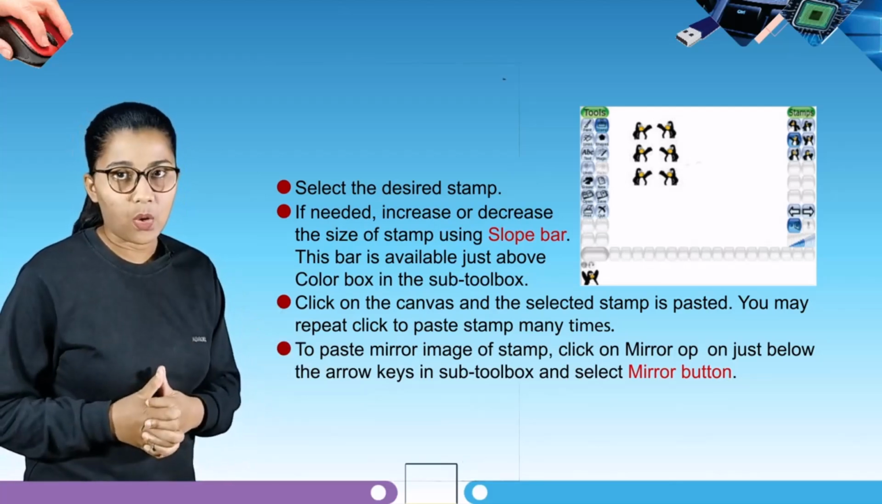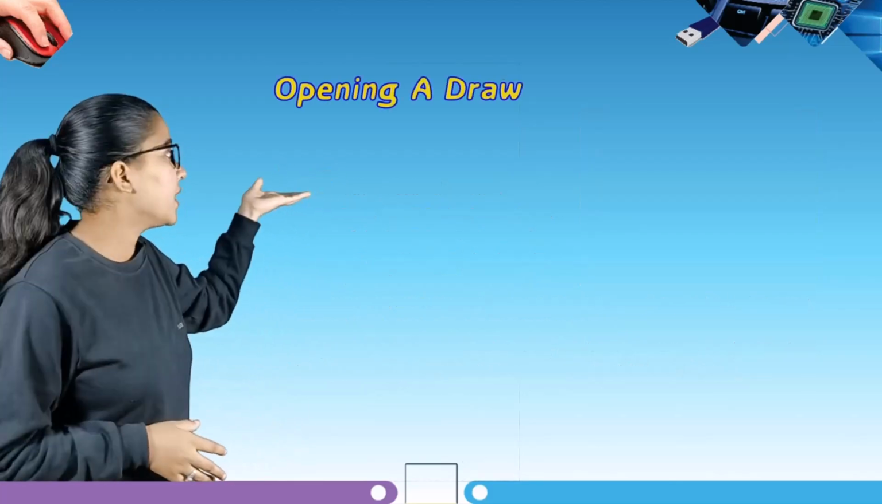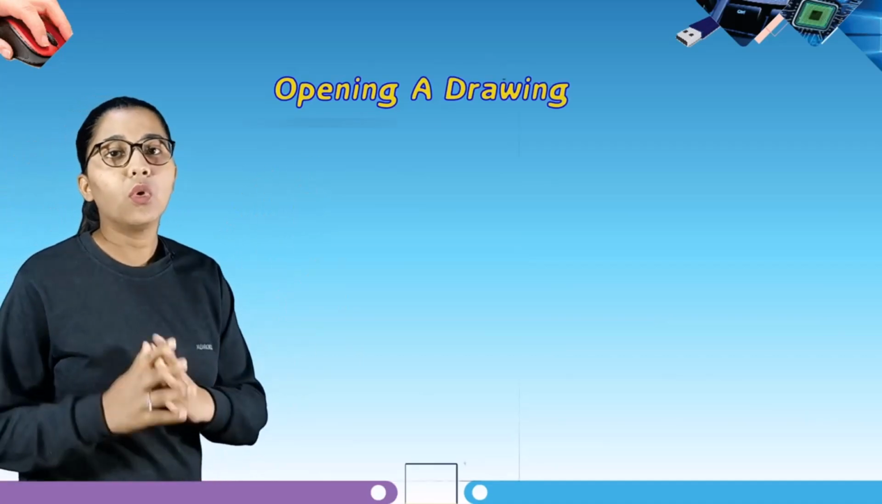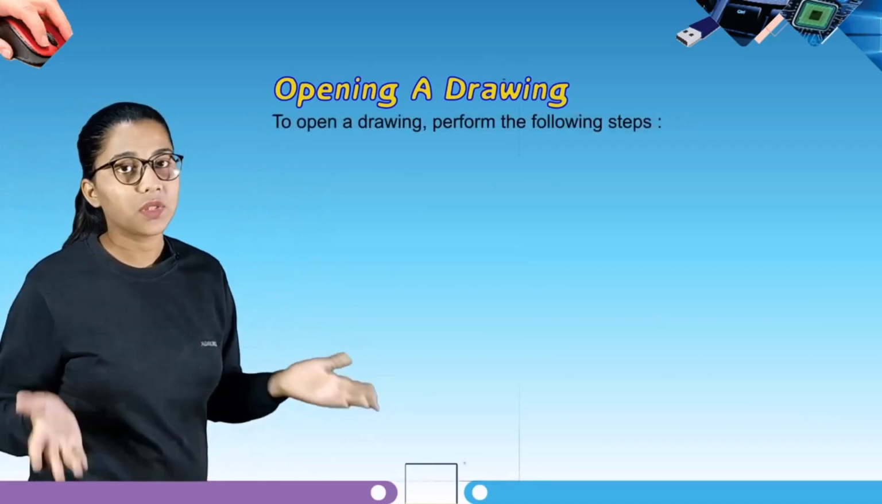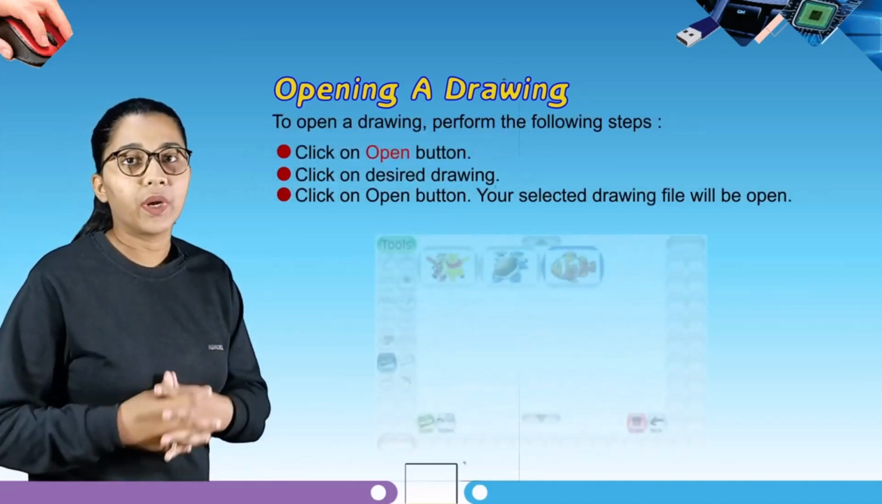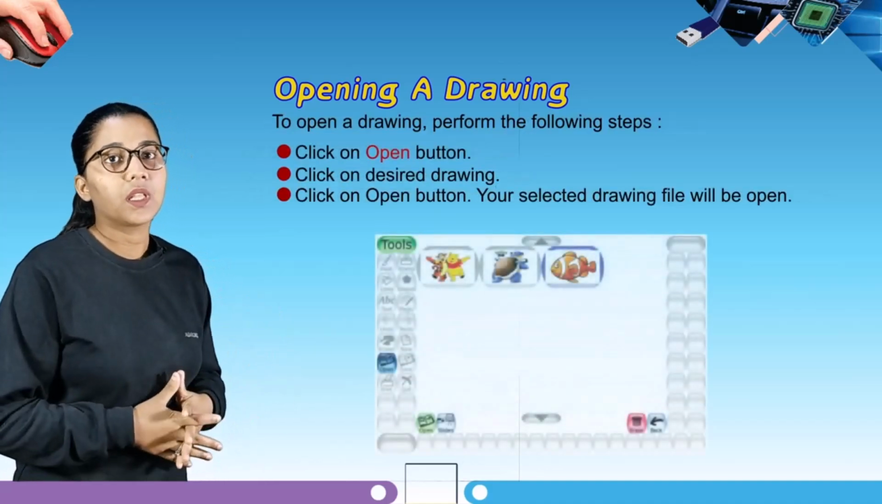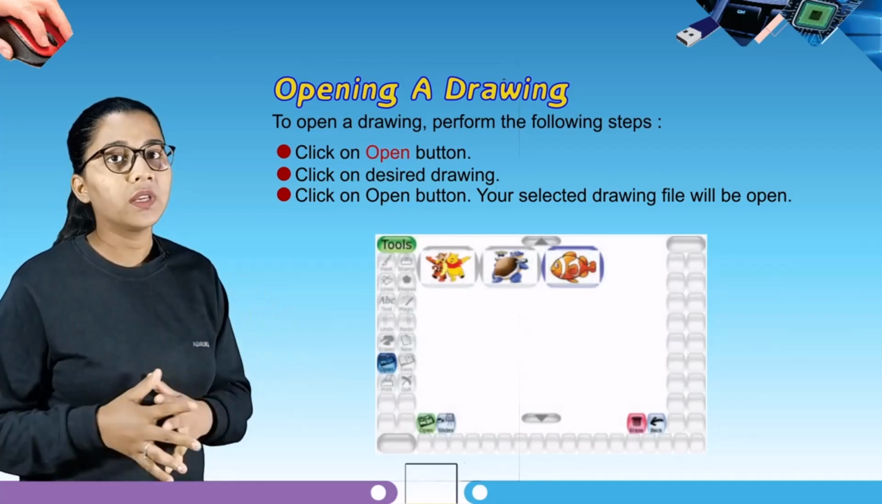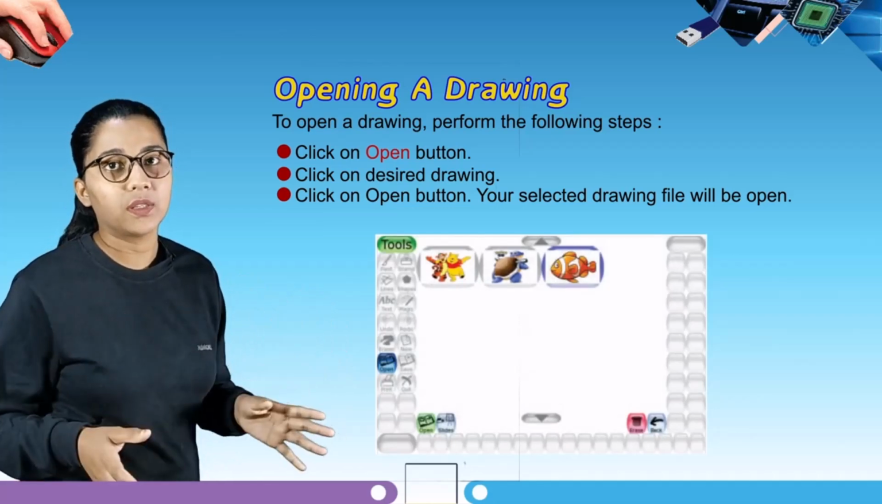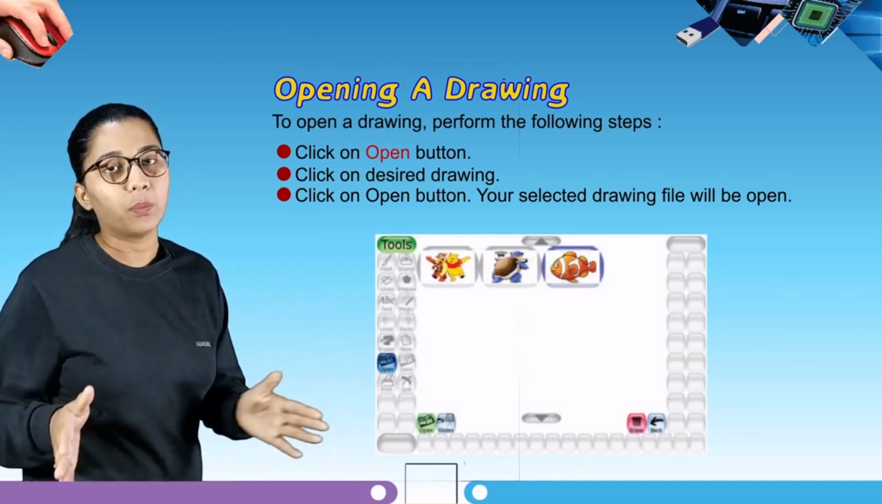To paste mirror image of stamp, click on mirror option just below the arrow keys in subtool box and select mirror button. Now our next topic is opening a drawing. To open a drawing, perform the following steps. Click on open button from toolbar. Now click on desired drawing. Click on open button. Your selected drawing will be open.